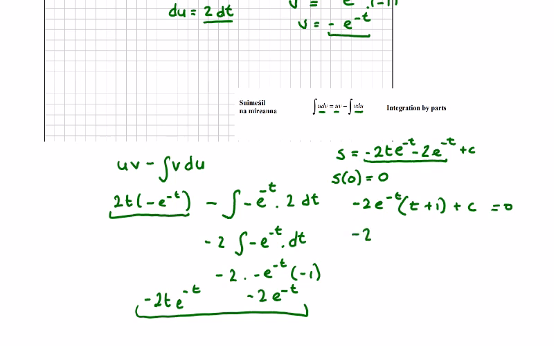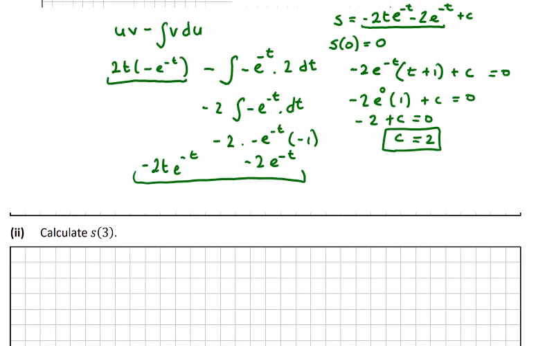So this will be equal to 0 if we put 0 in. So minus 2e to the power of 0 times 0 plus 1, so just times 1, plus c will be 0. Anything to the power of 0 is 1, so minus 2 plus c is 0, so c is equal to 2 in this case. And in the last part, we're asked to calculate s of 3.